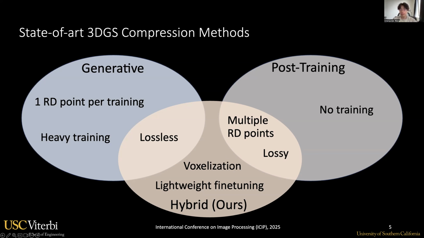Our proposed codec combines the strengths of both generative and post-training compression, enabling us to achieve high rendering quality while preserving multiple RD points. In order to avoid the Gaussian displacement caused by the voxelization, we do a lightweight fine-tuning on covariance, color, and opacity to recover the rendering quality of the voxelized model. Then we can run G-PCC to compress the model at multiple bitrates.